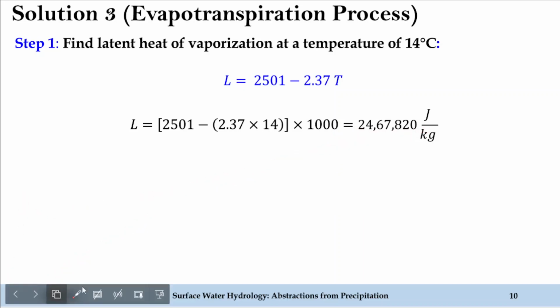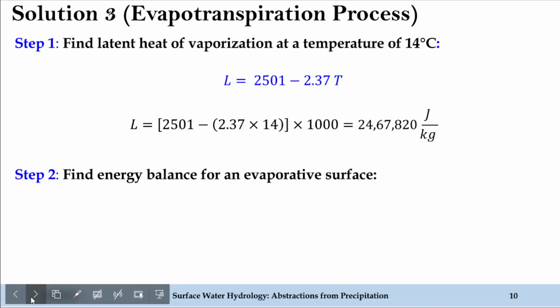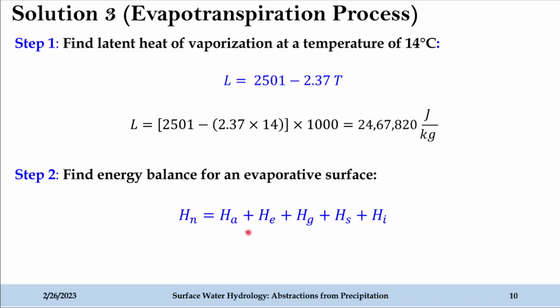So this is how we have obtained the latent heat of vaporization. In step 2, we need to find the energy balance for an evaporative surface. This is the equation for the energy balance: Hn is equal to Ha plus He plus Hg plus Hs plus Hi. All this information is provided in the problem.